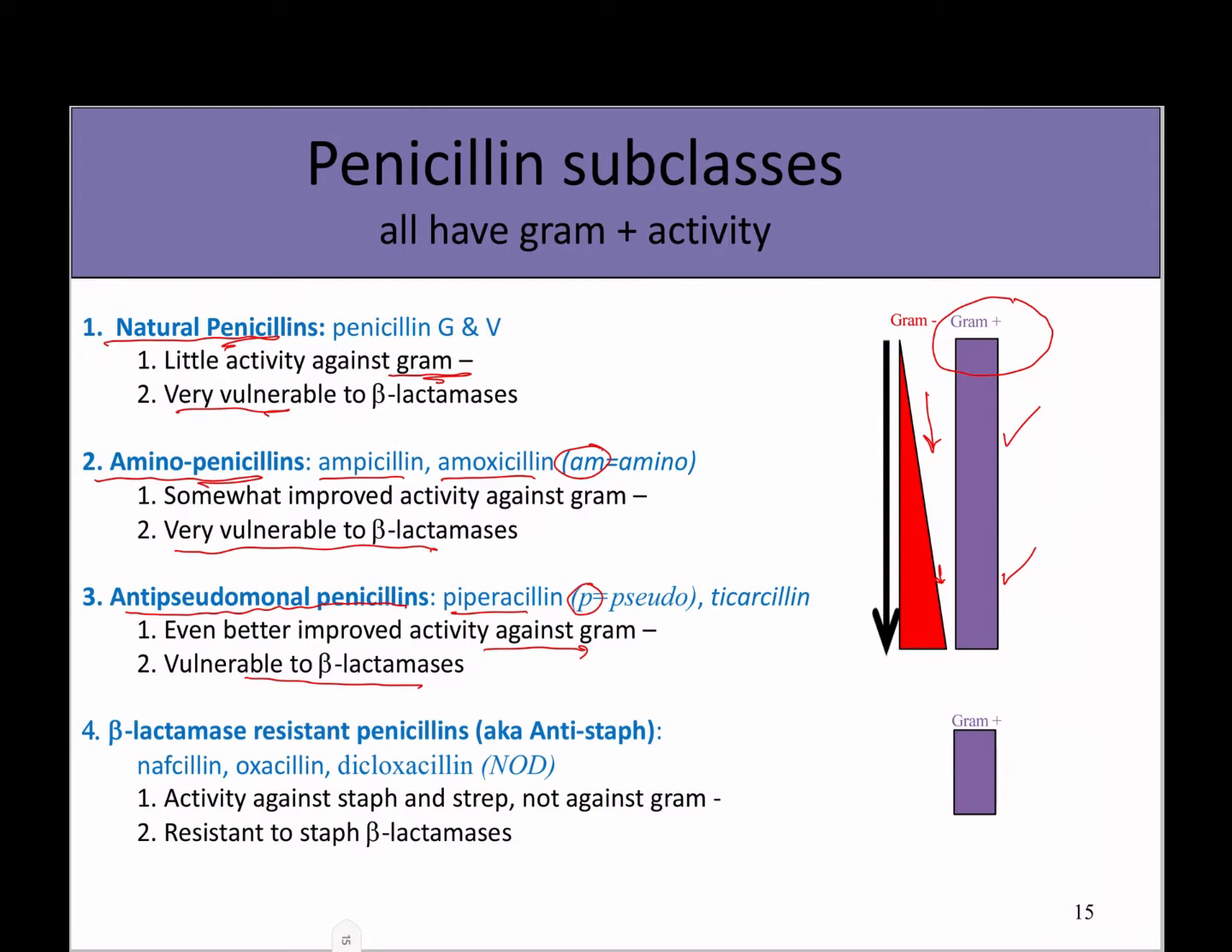So then more recently, there became more of a focus on making beta-lactamase resistant penicillins. We also call those antistaphs, and those are your NODs: nafcillin, oxacillin, and dicloxacillin. These guys were focused directly on being able to be used against staph and strep. So they got rid of all gram-negative activity. They said, we don't care about that as long as it works for staph and strep and is resistant to their beta-lactamases, then we're happy. So all of these are going to have gram-positive activity, but they're going to vary in their gram-negative activity.